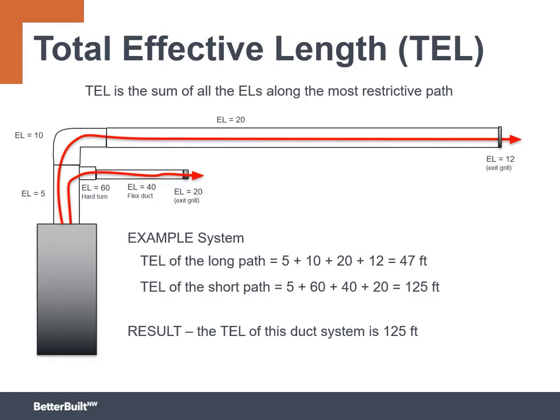Example number 2 down here is that we have a shorter path, but its restriction is much greater. We have the same EL, but rather than going through turning vanes, we take a hard right-hand turn with no rounded corners, no turning vanes in it. And then we enter probably about 20 feet of poorly installed flex duct, which doubles the footage and gives you an EL of 40 feet. And then finally, out the exit grill, which has an EL of 20 feet, probably not a very good one. And so as a result, the TEL of the system is 125 feet, not 47 feet.